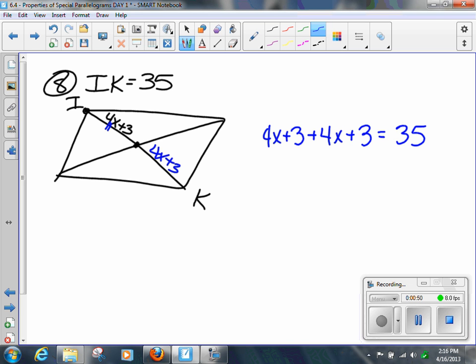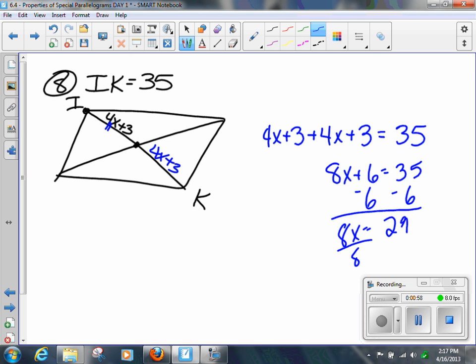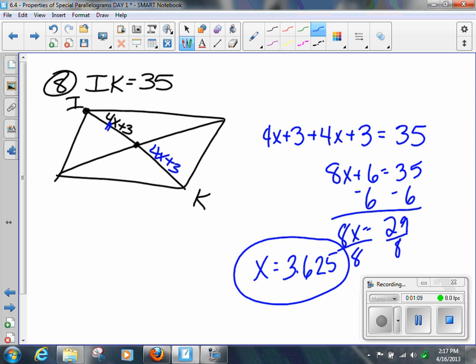Now you solve. 8x plus 6, subtract 6. 8x is equal to 29. Divide both sides by 8. And I think that's the one you got, 3.625. And did it ask you for x? I think it did. Okay? There you go. Read the problems carefully, folks.